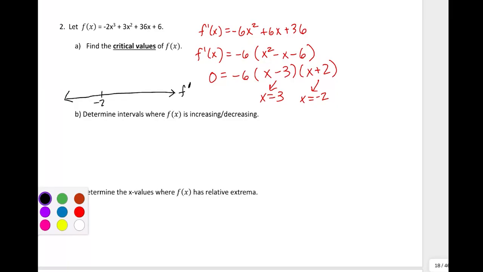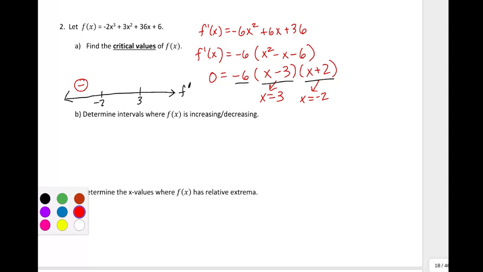So yeah, we'll label -2 and 3 as our partitions. And now just start plugging things in. Now just be careful here. As we plug them in, we want to make sure that we take that negative 6 into account. That is a factor, so that is going to negate the sign of whatever we get when we multiply those other two factors. So if we plug in, say, -10, we have a negative times a negative times another negative. So that's 3 negatives. So then on that first interval, f prime will be negative.